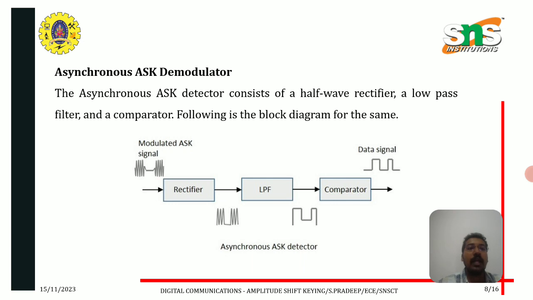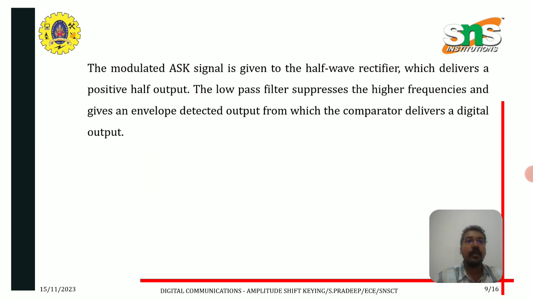The block diagram of the asynchronous ASK detector is shown in this figure. The asynchronous ASK detector consists of a half-wave rectifier, a low-pass filter and a comparator. The modulated ASK signal is given to the half-wave rectifier which delivers a positive half output. The low-pass filter suppresses the higher frequencies and gives an envelope detector output, from which the comparator delivers a digital output.